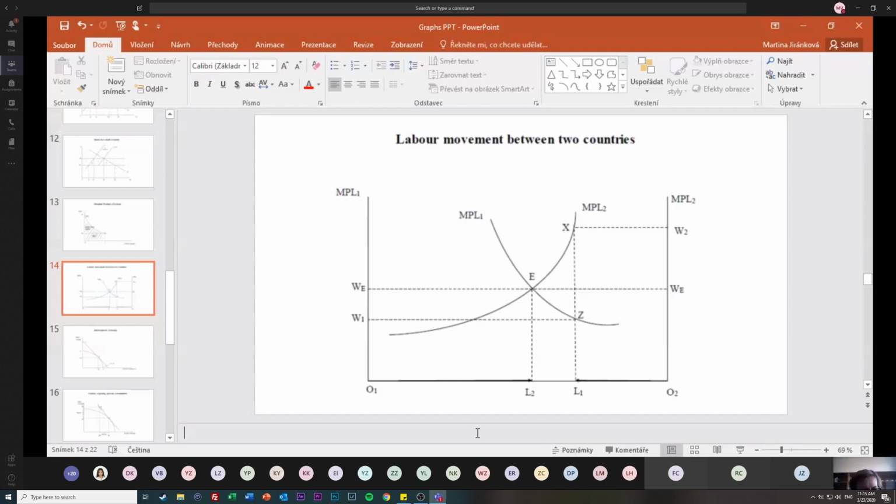D, the improved situation of capital owners in the domestic country. It's not true. Just C. Sorry. Why is C not true? The improved situation of labor owners in the domestic country. It's true. ABC is true. Okay, thank you. ABC. Sorry.